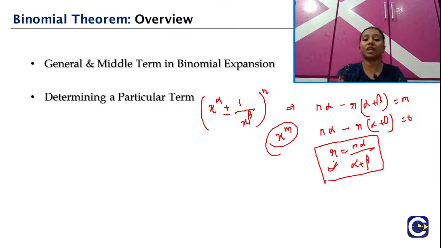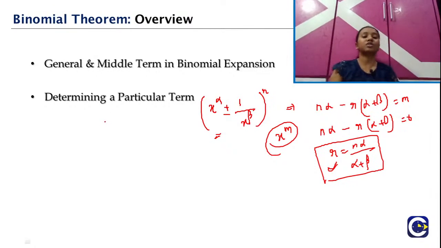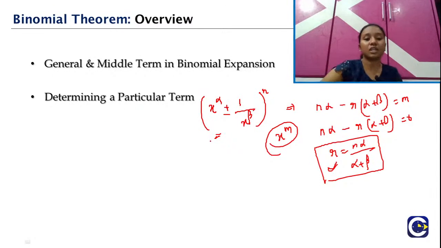Once we figure out the r value, we can go by our general term and find the particular term there. You can go by the general term, or you can go by this particular term determination; either will be fine. But if the expansion is in this standard form, then it will be easy to find the r value when compared to applying the general term in binomial expansion.